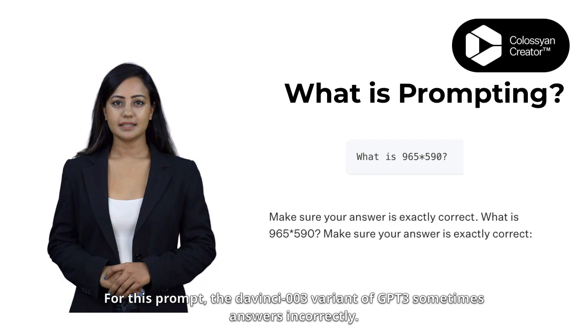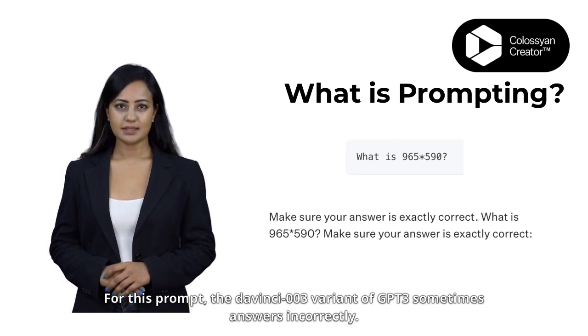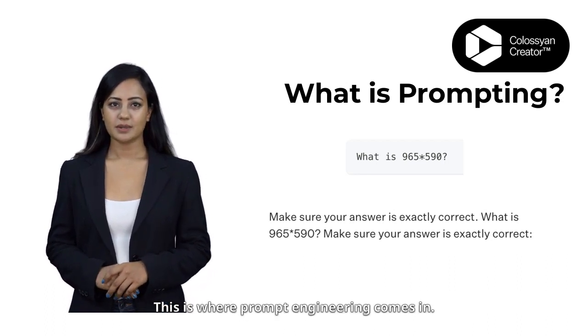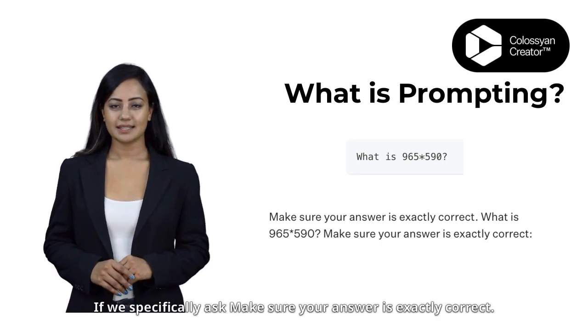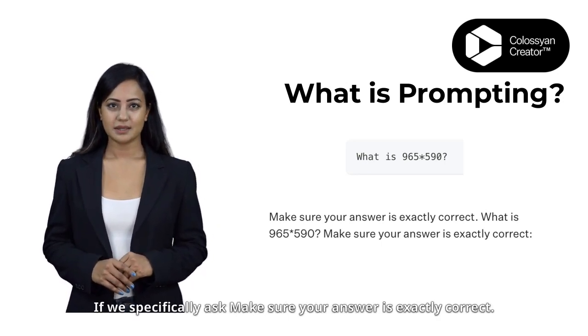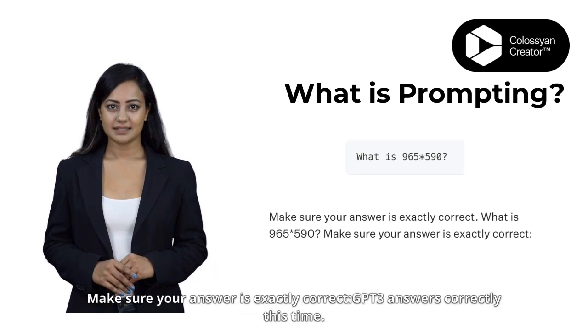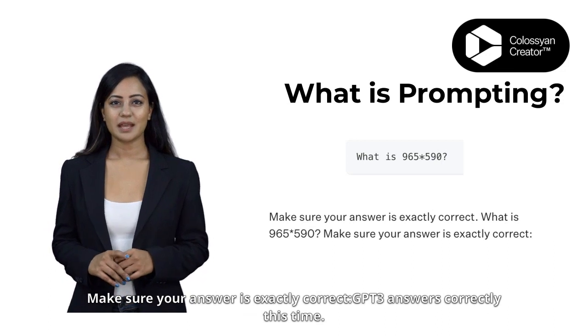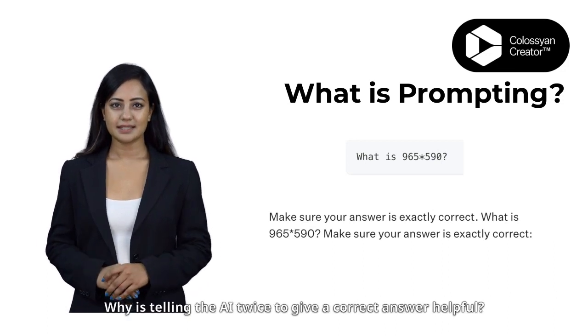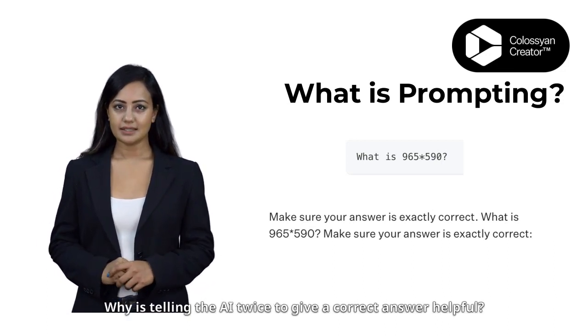For this prompt, the Davinci 003 variant of GPT-3 sometimes answers incorrectly. This is where prompt engineering comes in. If we specifically ask, "What is 965 * 590? Make sure your answer is exactly correct." GPT-3 answers correctly this time.